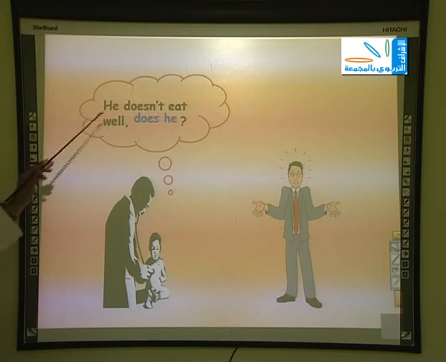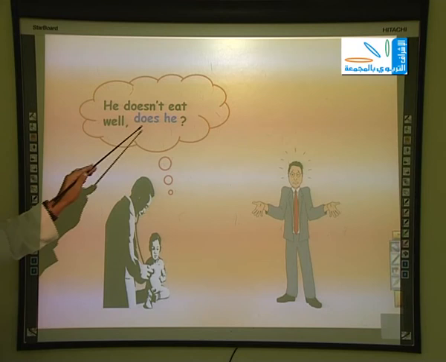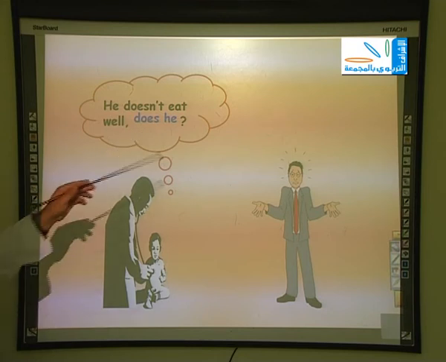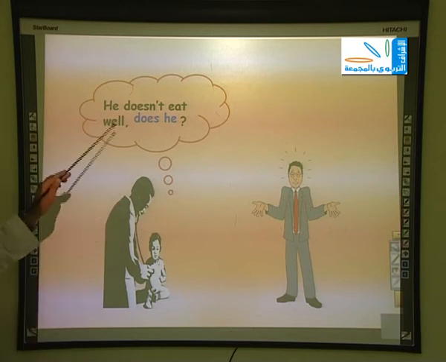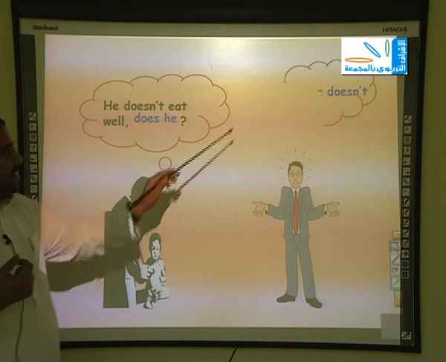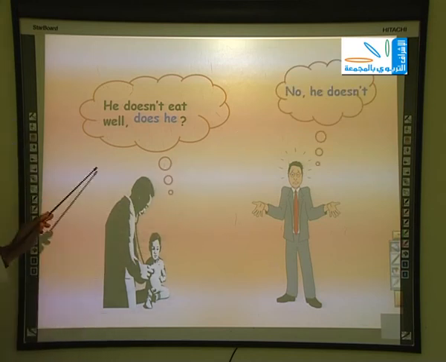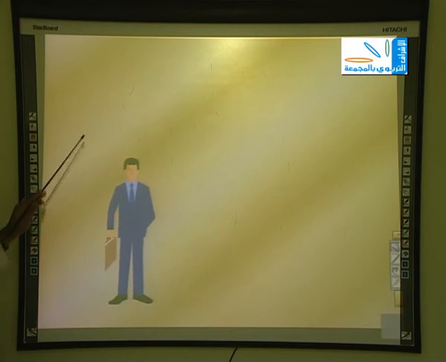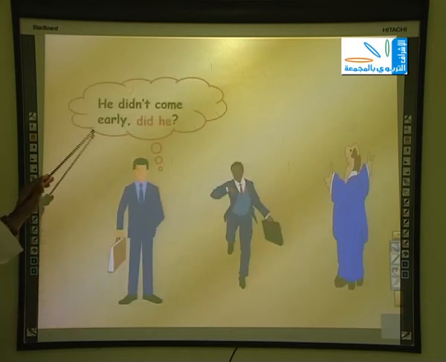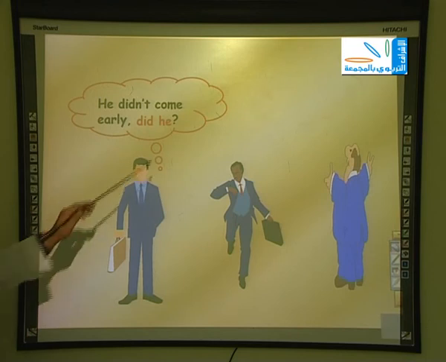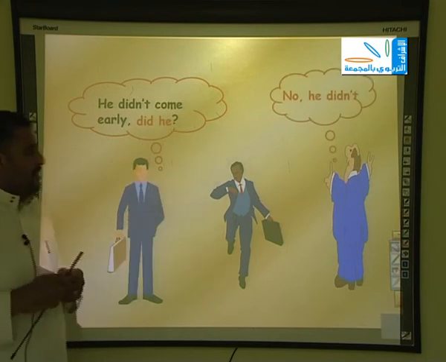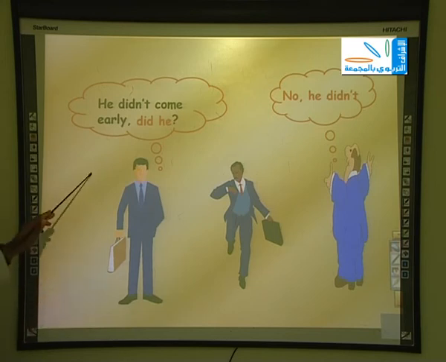Another example, he doesn't eat well. The question will be, does he? So the answer will be, who can tell me the answer? The answer will be, no, he doesn't. Another example, he didn't come early. Did he? The answer is, no, he didn't.